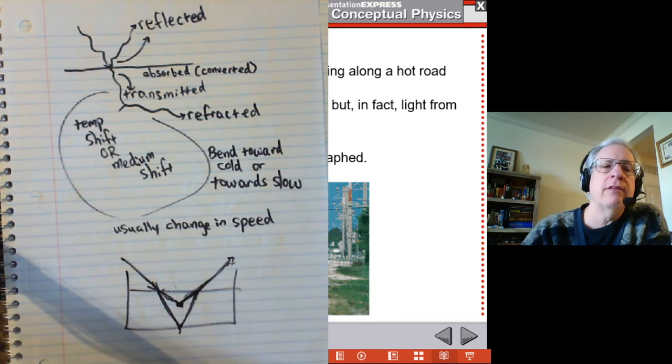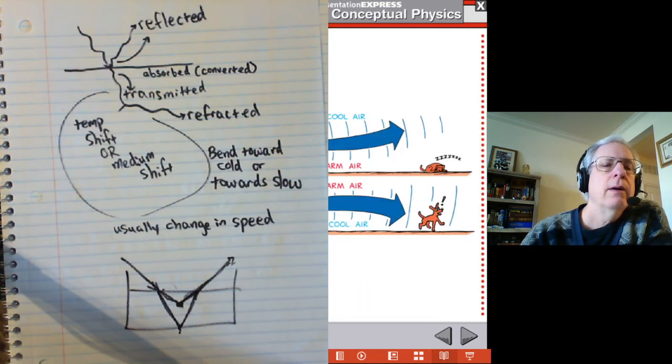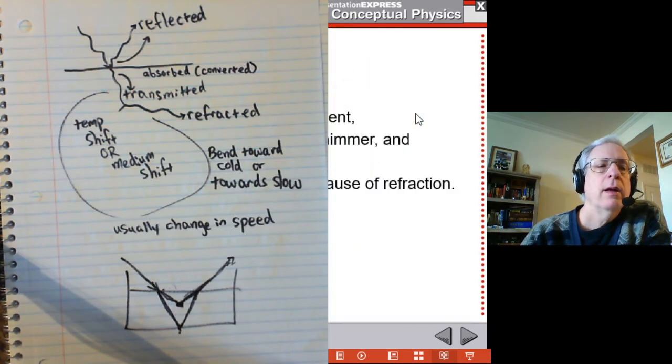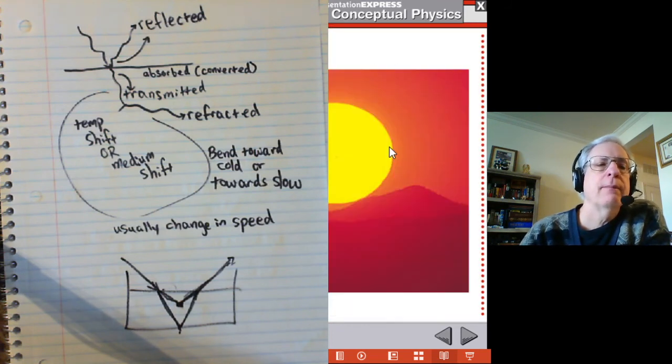That hot air rising creates situations like this way back here where I have warm air, and as that warm air rises, it bends the light, so that I see something up here. So mirages are an example of refraction.